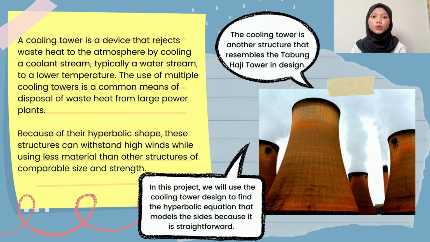We get to know that the cooling tower is another structure that resembles the Tabung Haji Tower in design. A cooling tower is a device that rejects waste heat to the atmosphere by cooling a coolant stream, typically a water stream, to a lower temperature. The use of multiple cooling towers is a common means of disposal of waste heat from large power plants. Because of their hyperbolic shapes, these structures can withstand high winds while using less material than other structures of comparable size and strength. In this project, we will use the cooling tower design to find the hyperbolic equation that models the sides because it is straightforward.